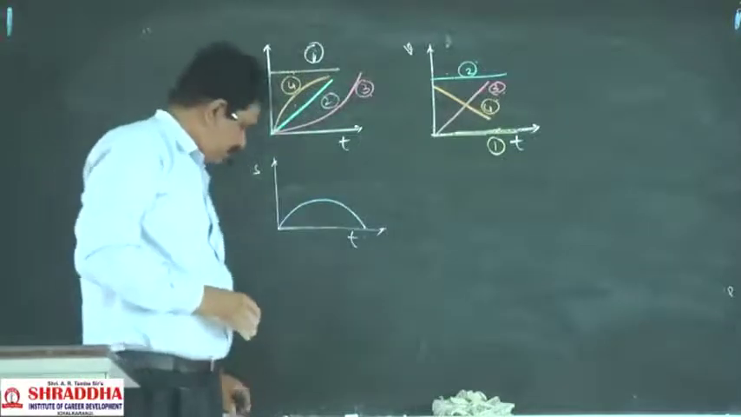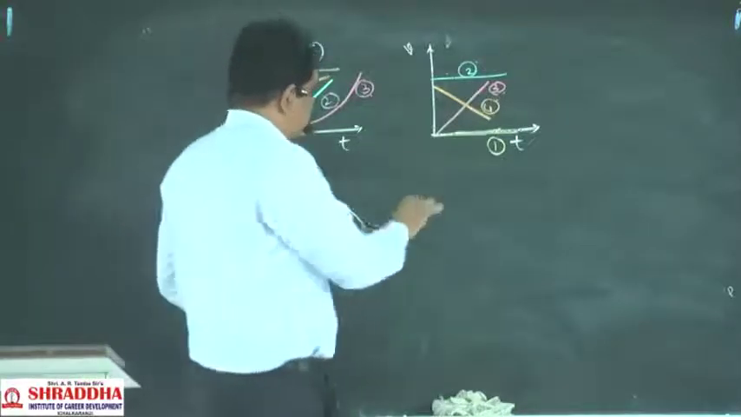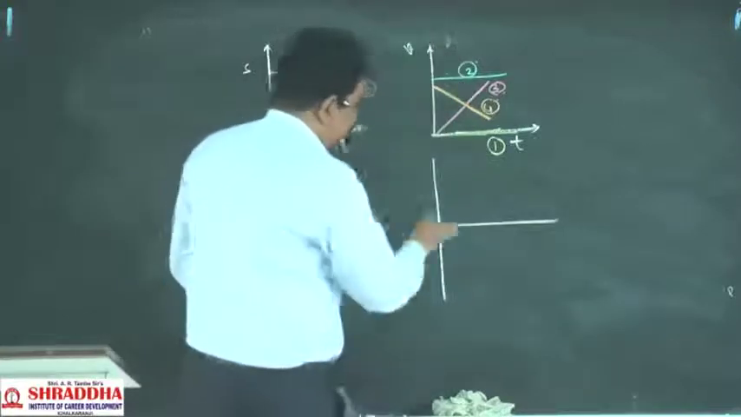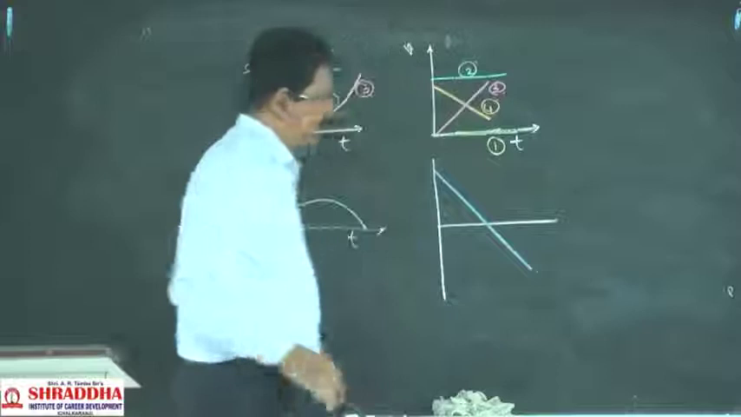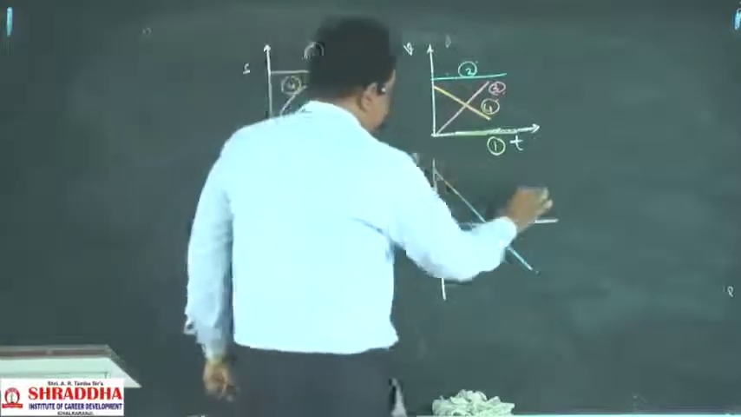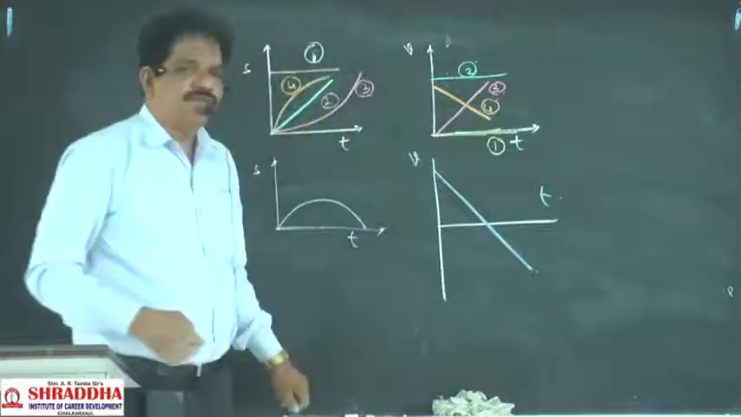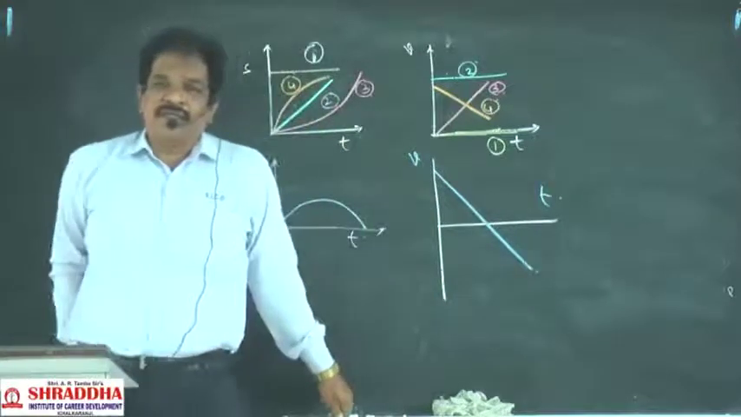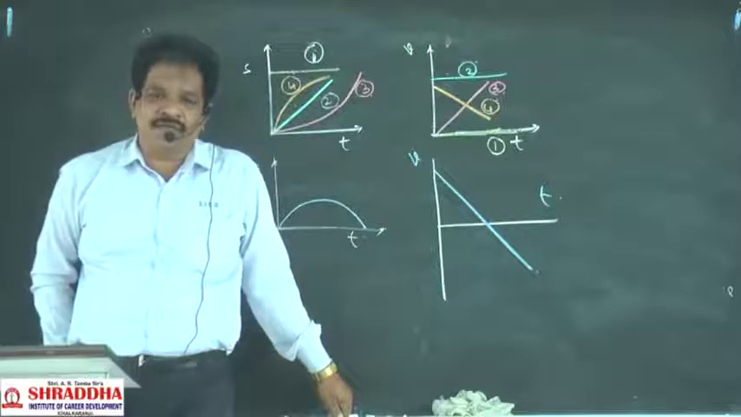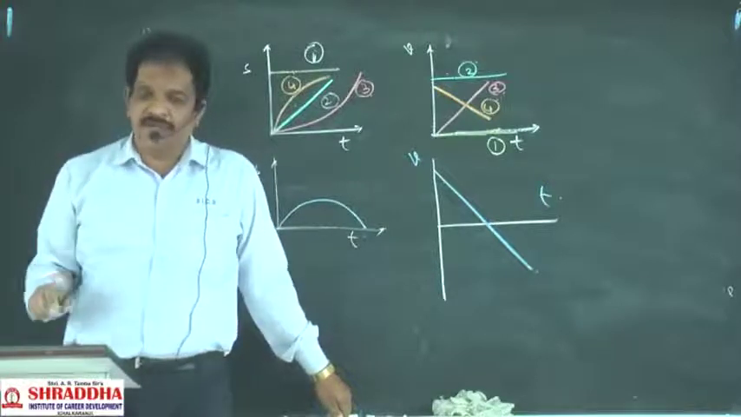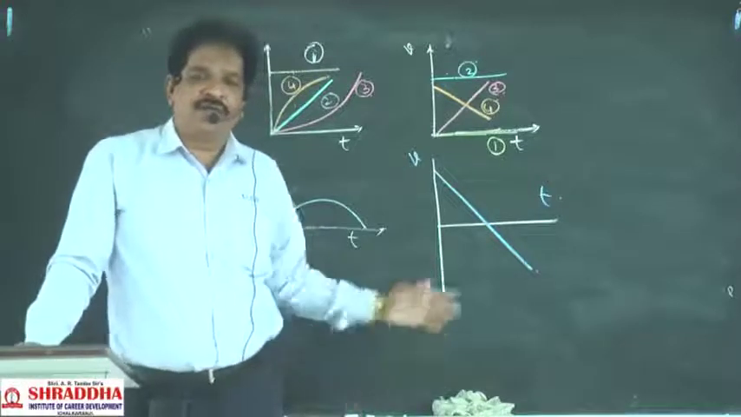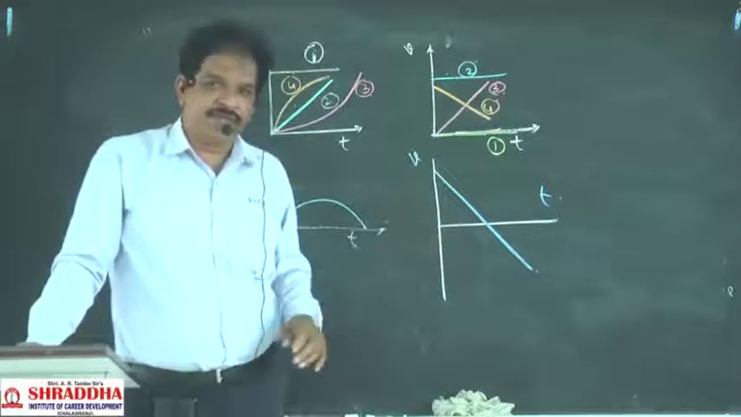For a vertically projected body, the velocity time graph will be like this. Displacement time graph will be like this. Next, the acceleration time graph. Acceleration values are taken on the y-axis, time values are taken on the x-axis. If we draw a graph, that graph will be called the acceleration time graph.